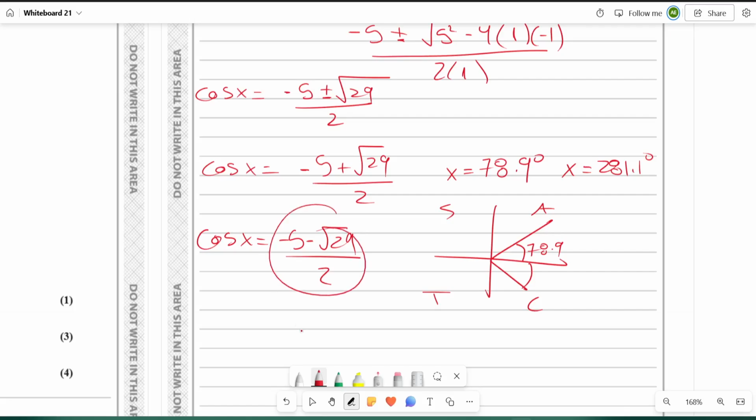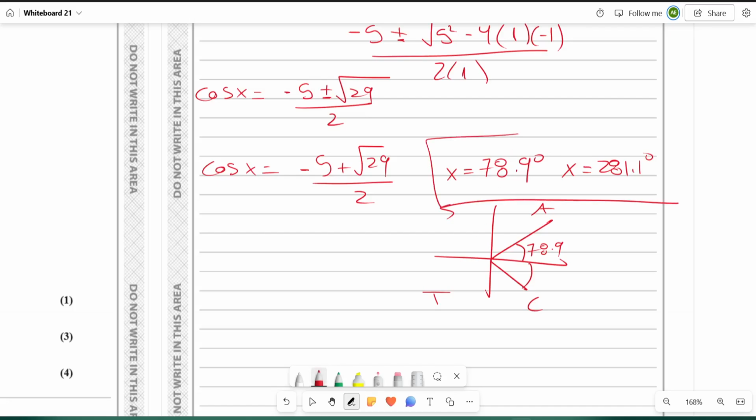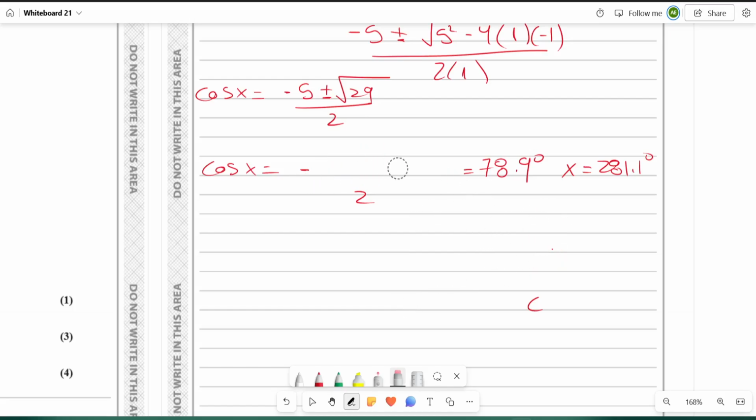The other answer, when you try to solve cosine x equals negative 5 minus root 29 over 2, this whole part is equal to minus 5 point something, and we know that cosine x goes only from 1 to minus 1, so this gives you a math error. So this part is not going to give us any solutions, so our only two solutions are these two solutions. Now, we can erase all of this in order to solve the second part of this question.